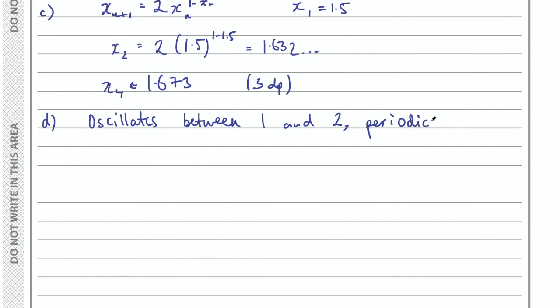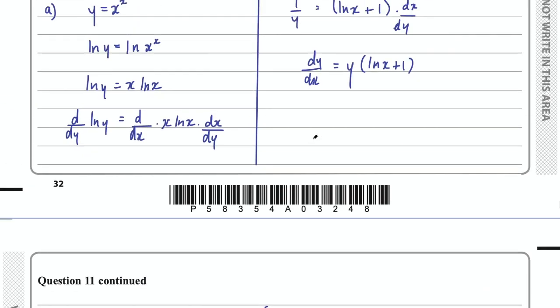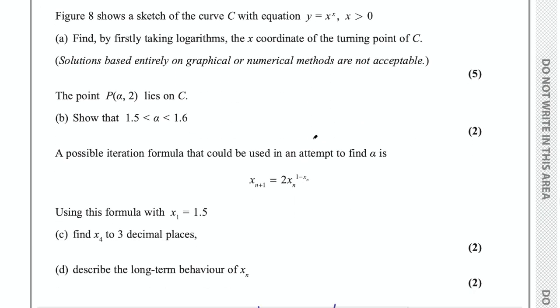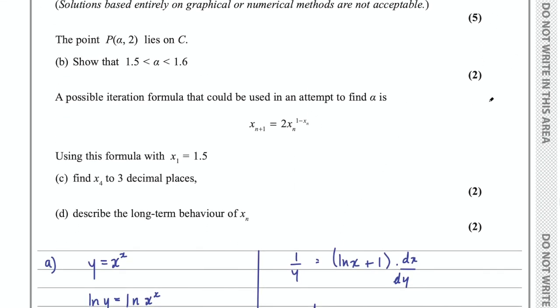So periodic with period 2. Okay, there we go. That was part D, and that was question 11 for a total of 11 marks.